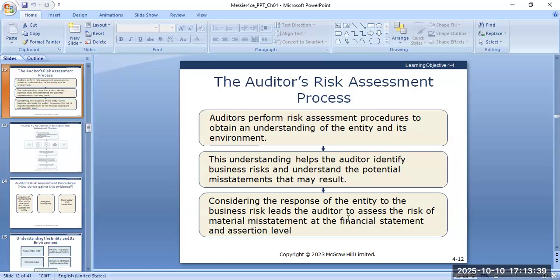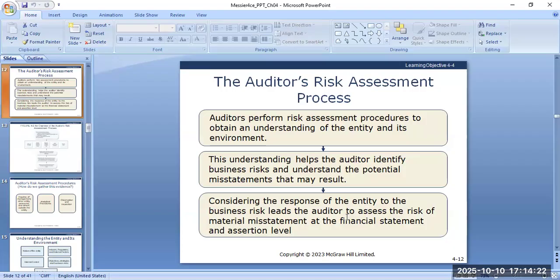There are procedures. First, we're going to perform risk assessment to obtain an understanding of the entity and the entity environment. Now, if you remember, before we engaged the client, we already assessed the client. We already assessed the business, but we didn't check for the risks. Now we're doing a different assessment, on the risks, by getting more understanding of the entity and seeing which are the risks.